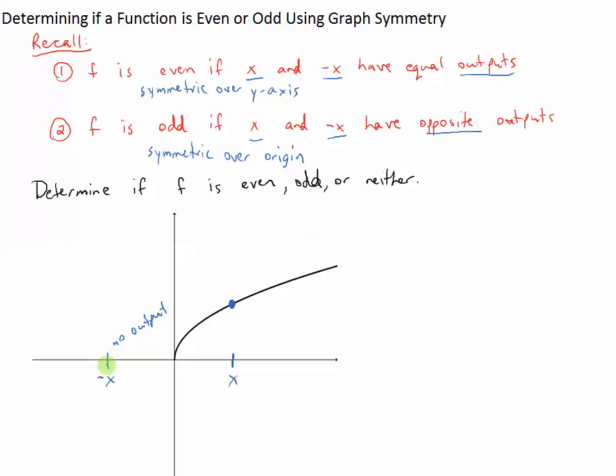So clearly the output of negative x does not equal the output of x. Clearly the output of negative x is not the opposite of the output of x. And all it took was a single point to see that. So this is neither even nor odd.